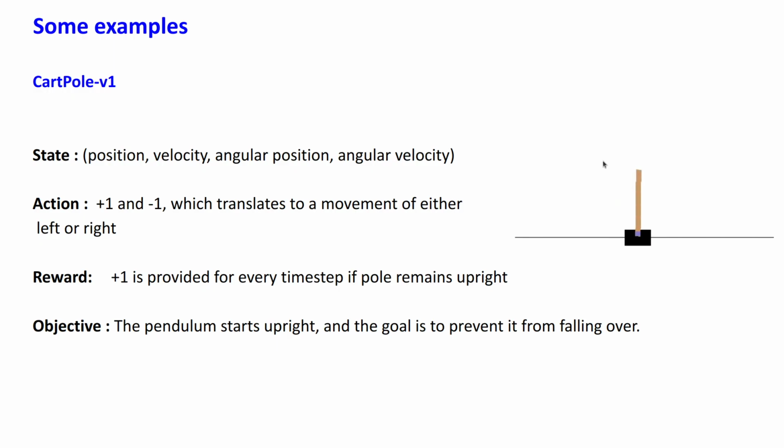Yeah, so I was talking about this cart pole. What is the state? What is the action? Action would be +1 and -1, which translates to the movement either to the left or right. Reward would be +1 provided for every time step if the pole remains upright.